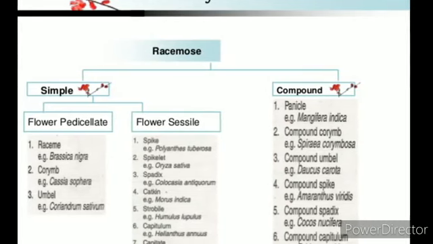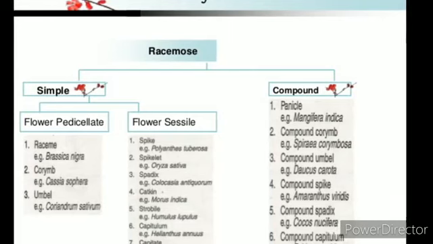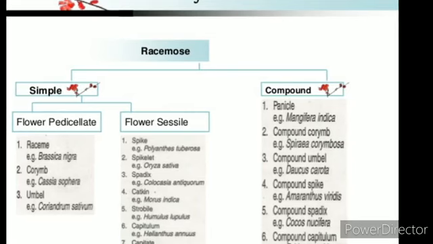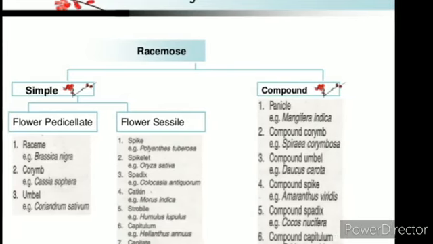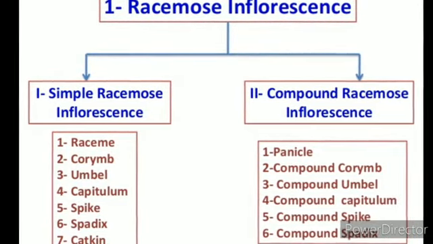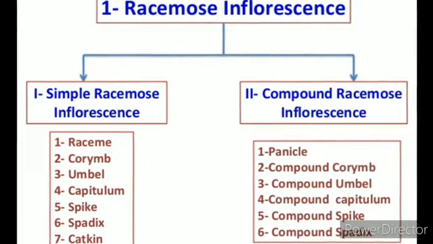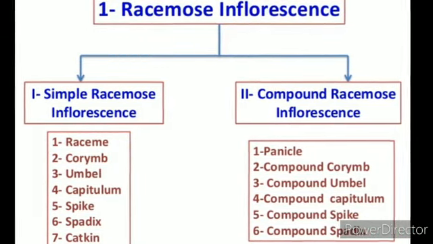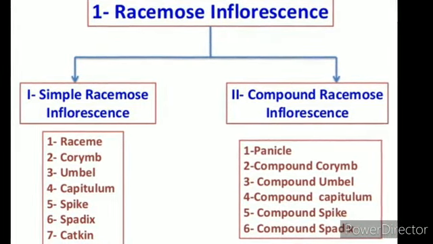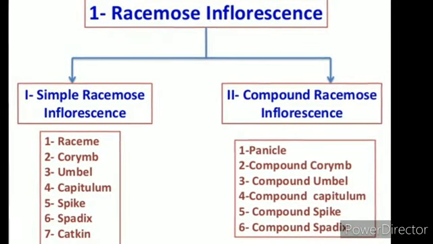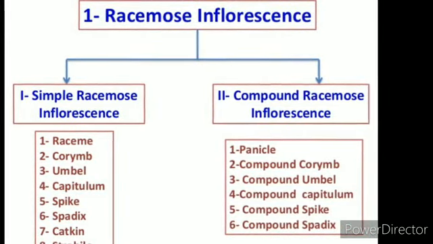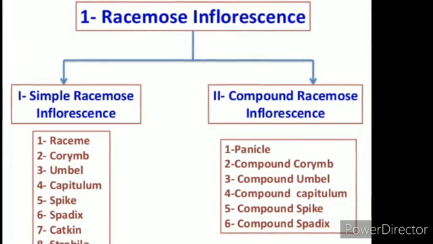Racemose inflorescence characteristics: in racemose type, the peduncle grows indefinitely and is not terminated with a flower. That is the first characteristic. And the second one is, if the peduncle is long, flowers are arranged in acropetal succession. If the peduncle is condensed, then the flowers are arranged in centripetal manner. If the flowers are arranged on an unbranched peduncle, it is a simple inflorescence. If the flowers are arranged on branches of the peduncle, then it is a compound inflorescence. So these are the different characteristics of racemose inflorescence.